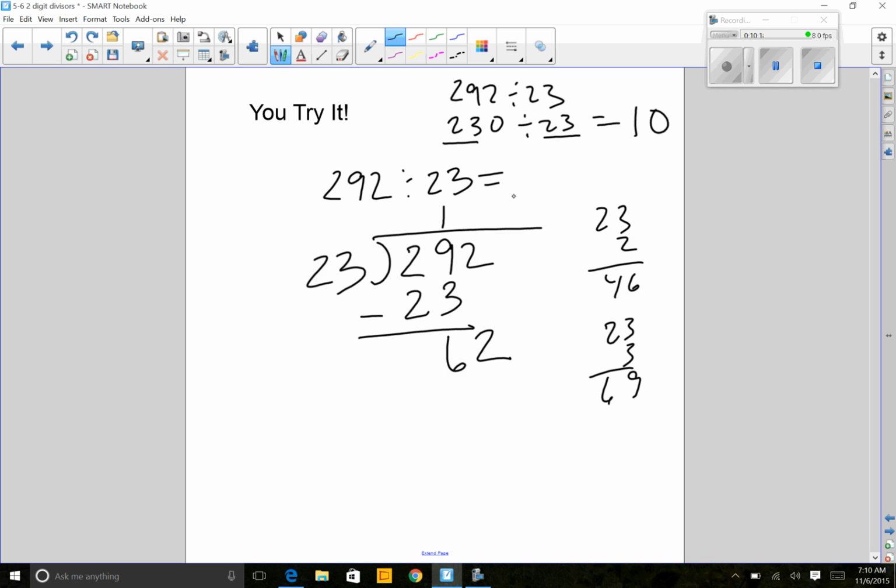Let's see. So we're going to put 46 here. So I would have 12 remainder 16, or 12 and 16/23. And I have a feeling if you divide 16 by 23, you're going to get a big long decimal. But that's how you divide with two-digit divisors with a two-digit quotient. Thank you for listening.